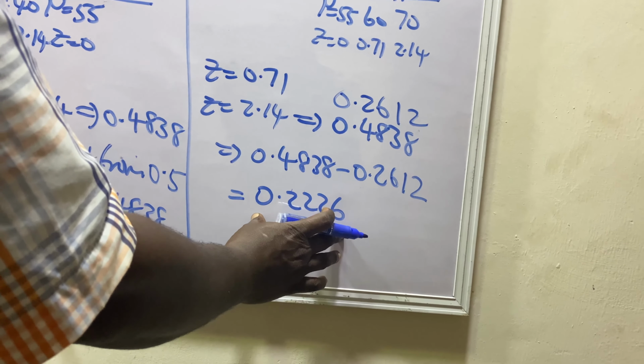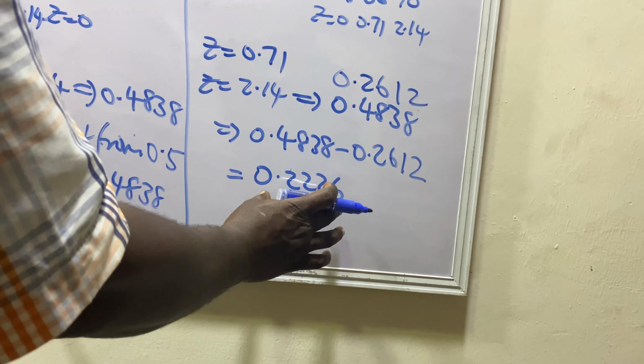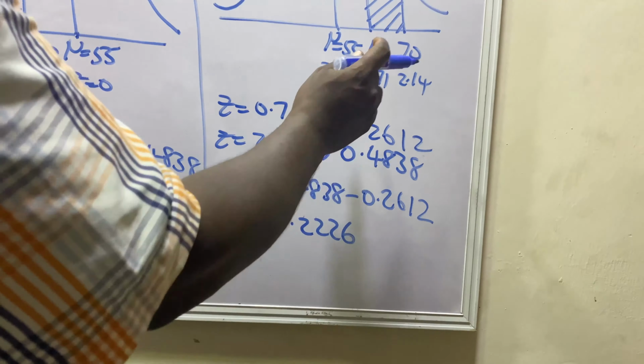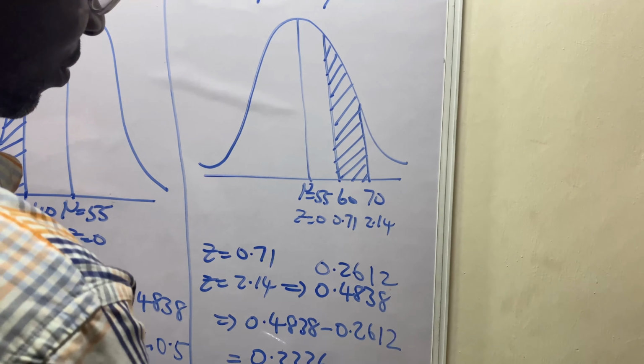So this is the answer that we have for selecting a student who may have scored between 60 and 70, so it's just 0.22.